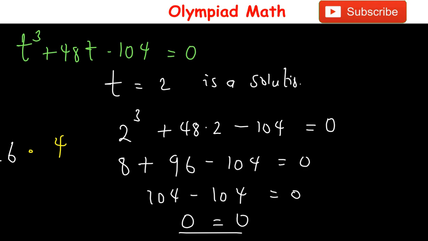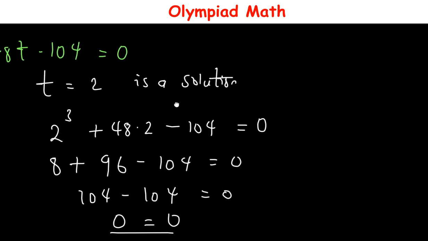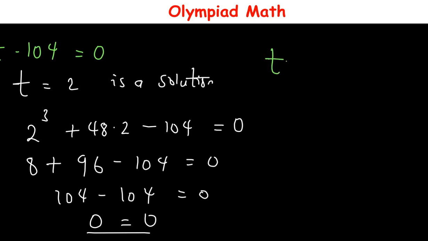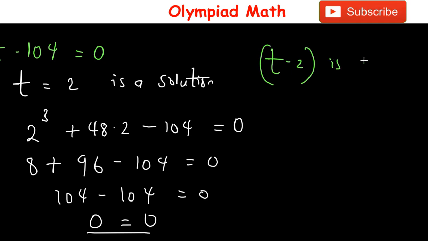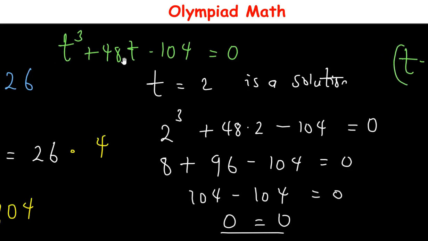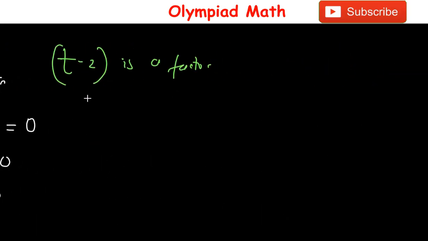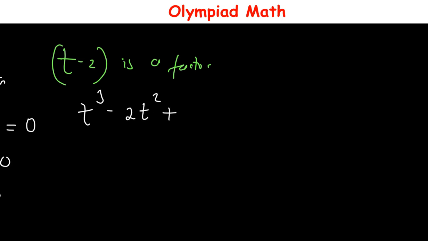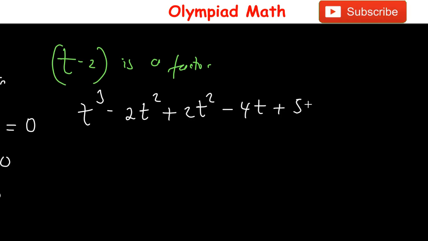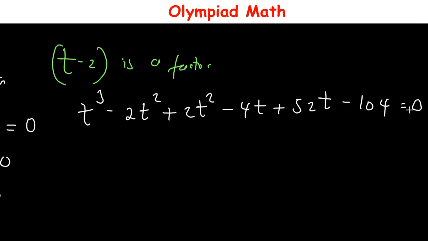The value of t as 2 is a solution, while t minus 2 is a factor of the given equation. So we can then rewrite this equation as t cubed minus 2t squared plus 2t squared minus 4t plus 52t minus 104, and this equals 0.